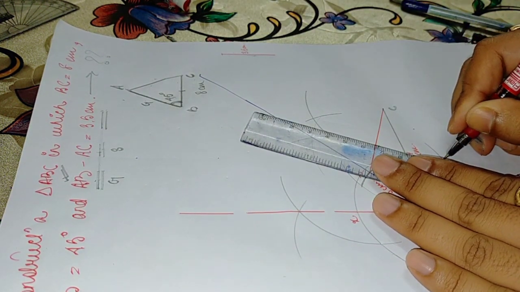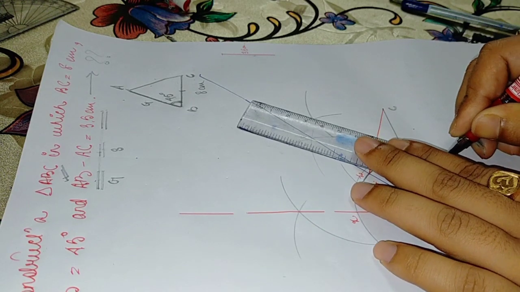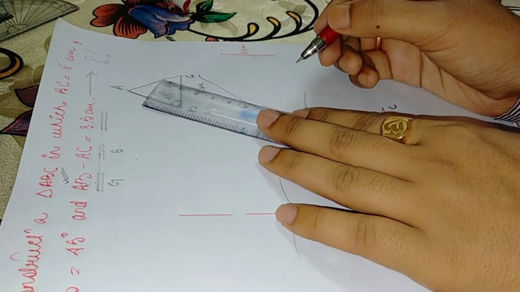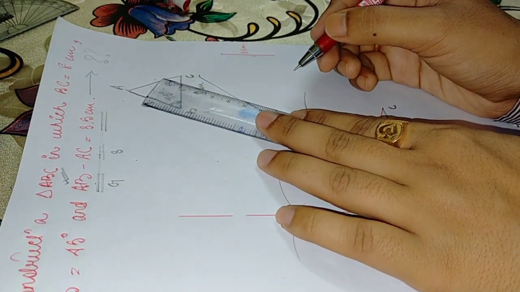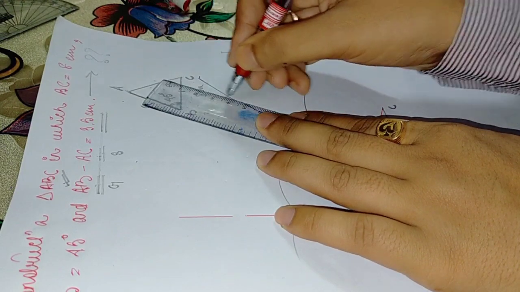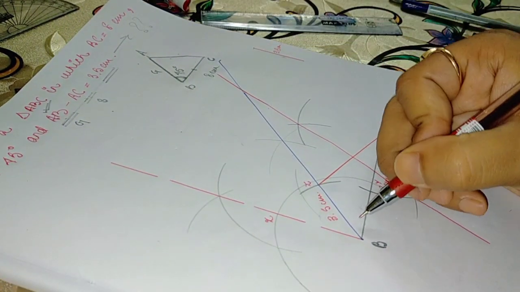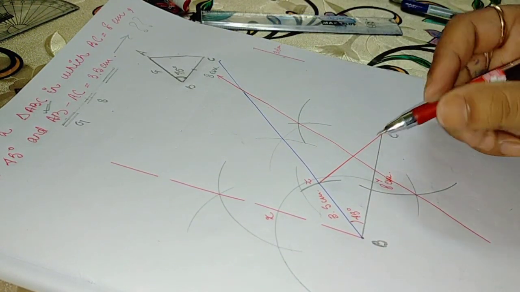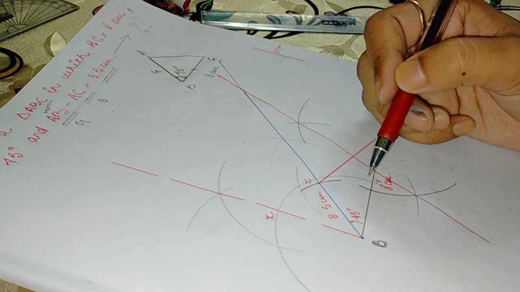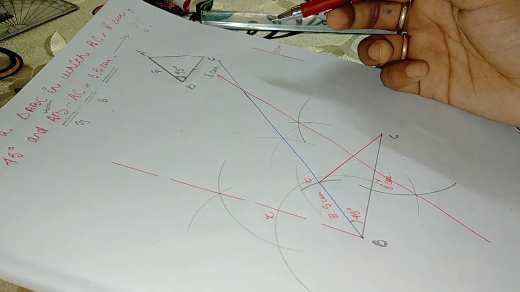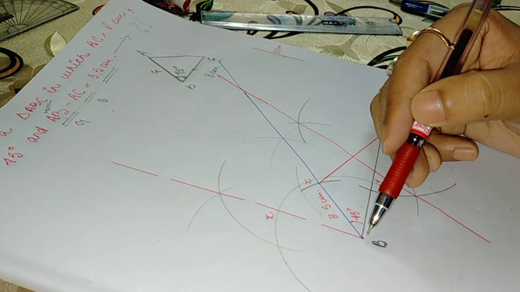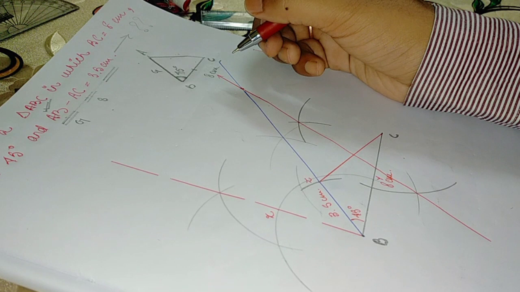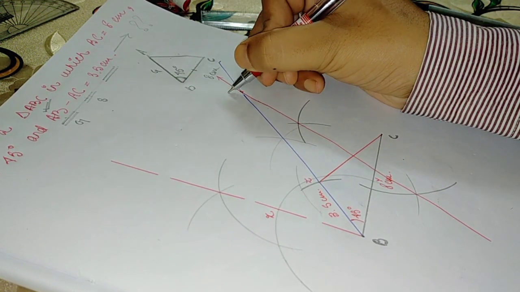I will join and extend them. I will extend them to such an extent that it cuts the arm where the 45-degree angle has formed. That means this particular arm, can you see? It has cut somewhere here. I'll mark it as A.